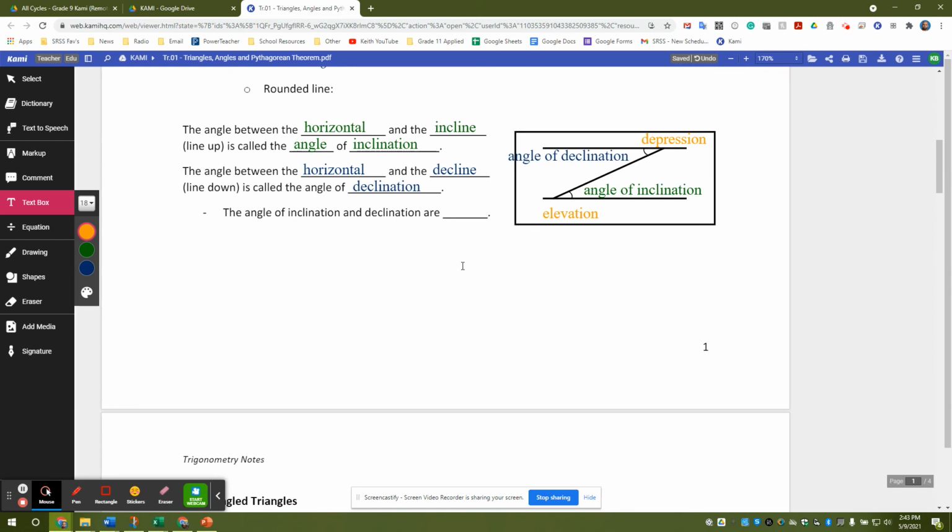Now the thing is, between these two angles, if we have parallel lines right here, so going up and going down, these two angles are exactly the same. Okay, so they are actually equal in size. Okay, they are completely equal in size.